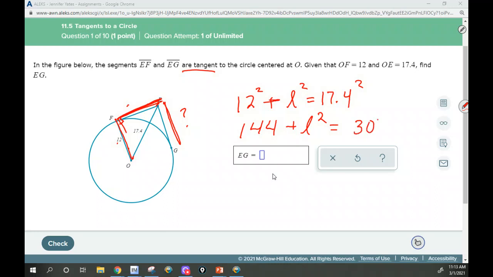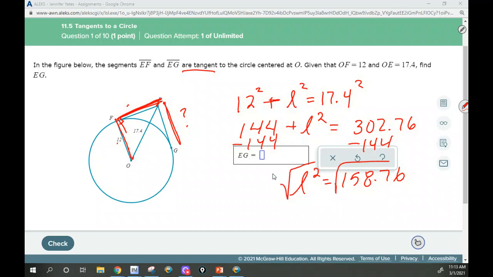302.76. All right, now take away 144 for me. 158.76. And now we need to square root that one. 12.6. So we just solved for this. This is 12.6, which means that is 12.6, because they come from the same point and they're tangent. Actually, that's easy. Yeah, it's just understanding what they're asking, right?